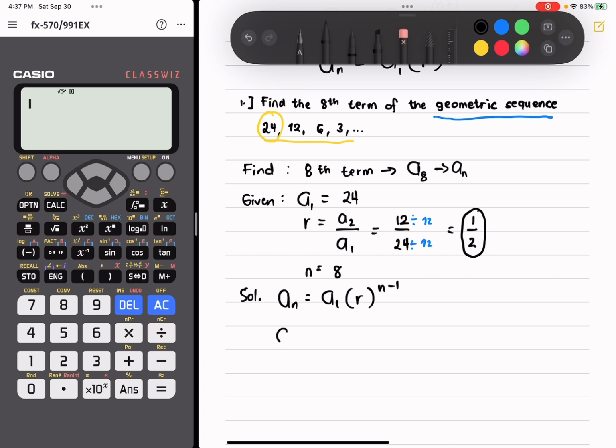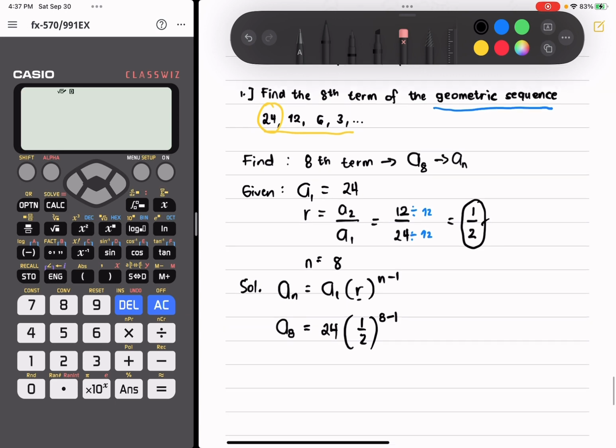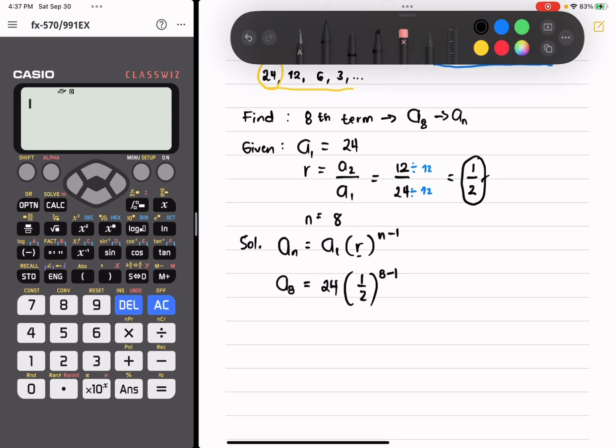So, substitute natin. We have A, ang n natin is 8, equals A sub 1 is 24, R is 1 half, times 1 half raised to n, ang n natin is 8 minus 1. Okay? So, since we have here exponent, mag-start muna tayo sa exponent. We're going to subtract first yung 8 minus 1. So, we have A sub 8. We're going to rewrite this one equals 24, times 1 half, then, 8 minus 1 is 7.